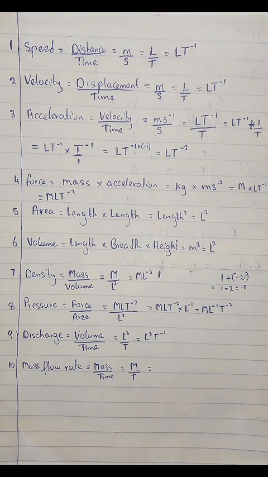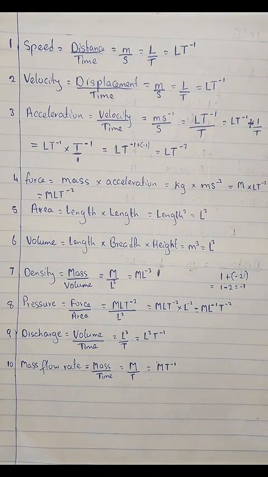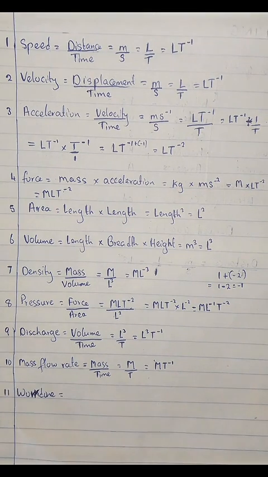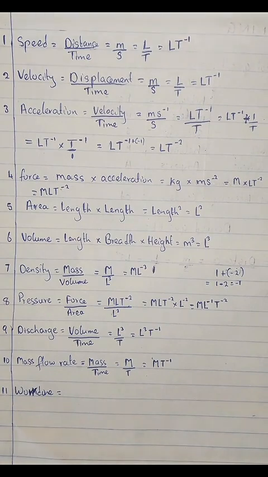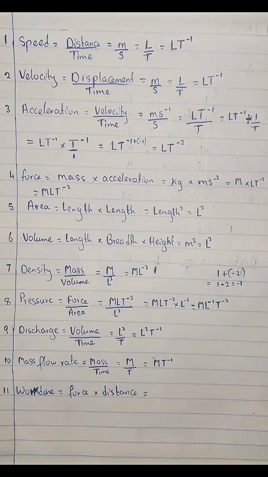So we've actually looked at 10 quantities and their dimension. Let's go further to the next quantity, which is the work done. Now what is the formula for work done? We know that work done is force times distance, and recall where we said force is ml per t square and distance, which is length. So we are having ml per t square over length.